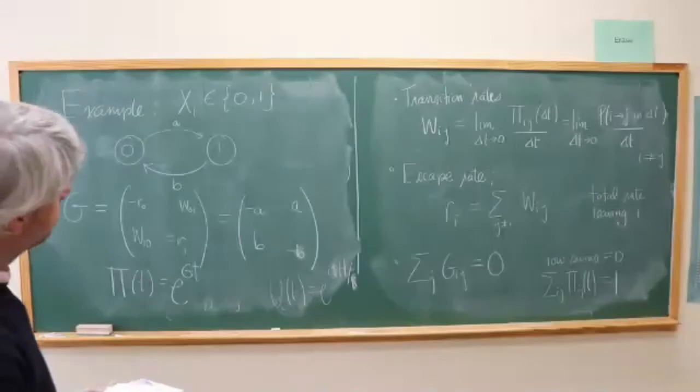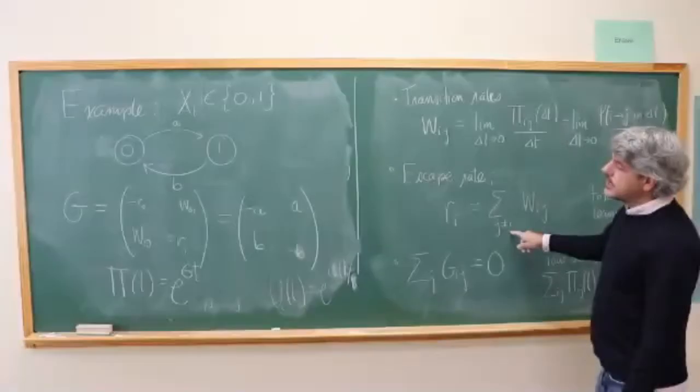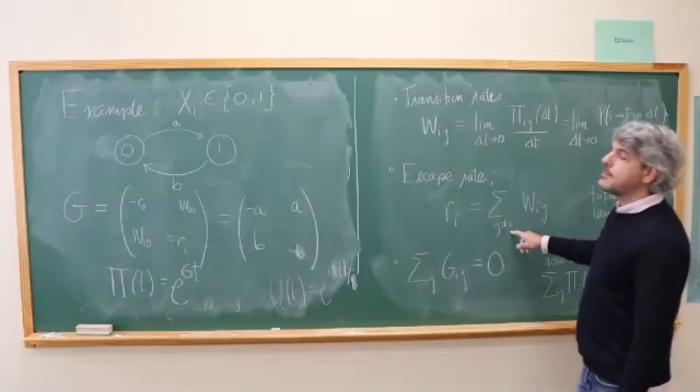Hugo, shouldn't the escape rate be A minus B for R0? Shouldn't the escape rate for the 0th state be A minus B? No. Why is it just A? Because it's the total rate of leaving the state 0. So the total rate of leaving the state 0, shouldn't it be A minus B? Yeah, the escape rate is only the sum of the escapes.